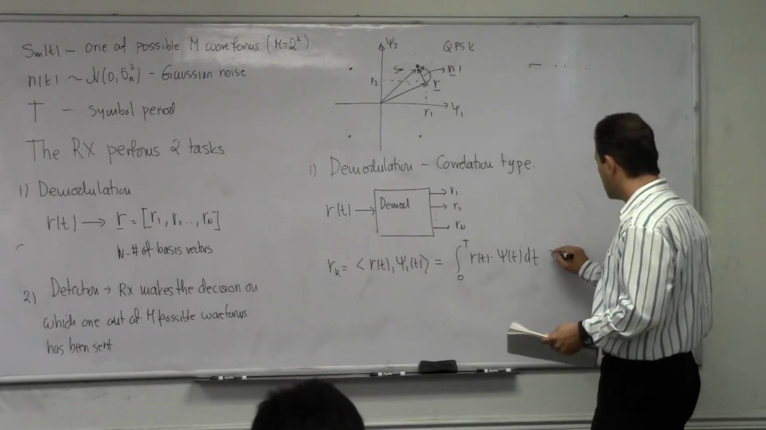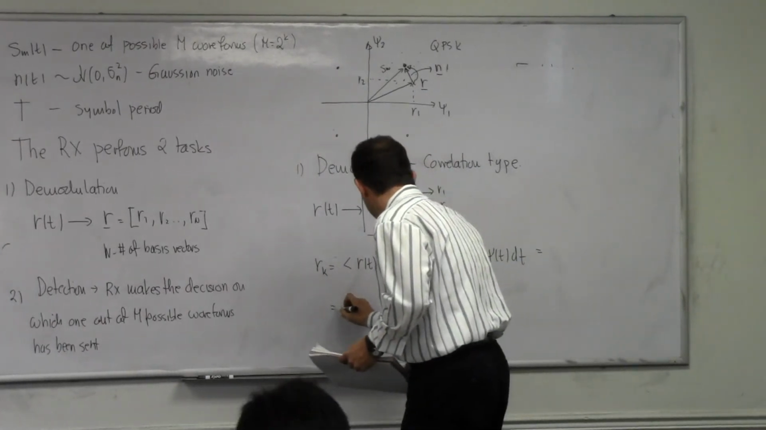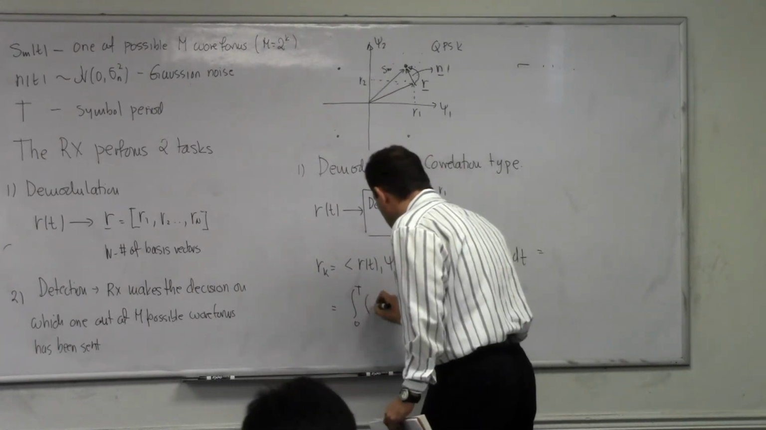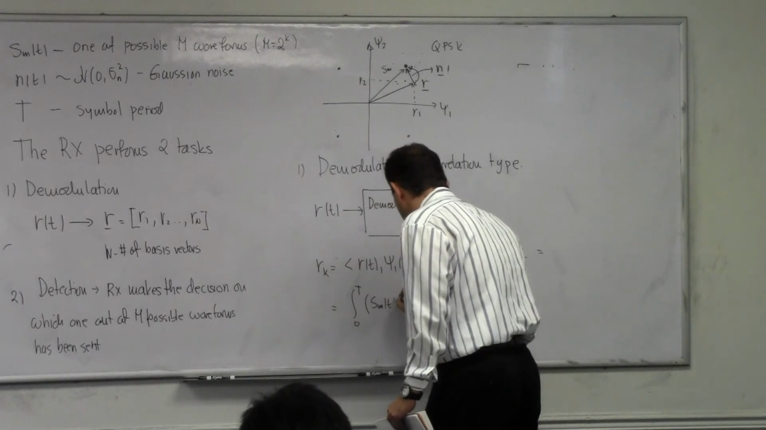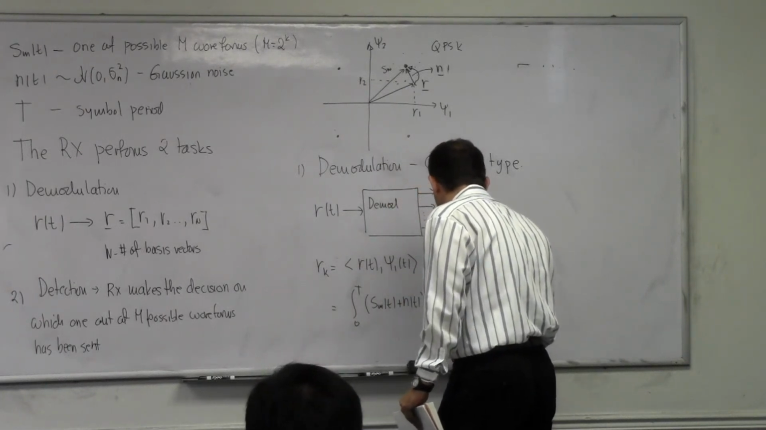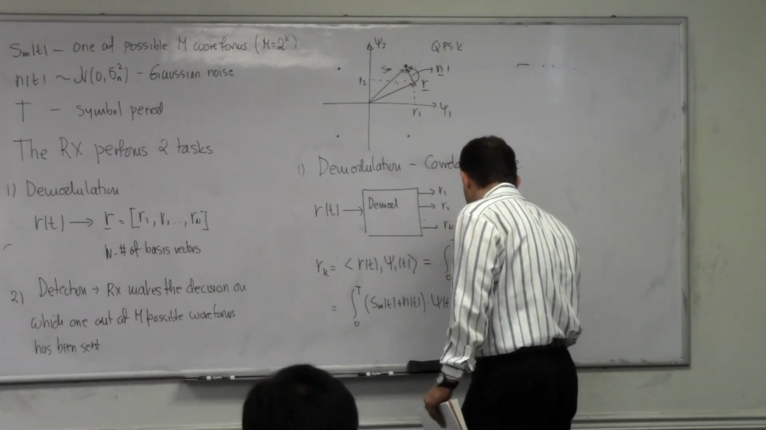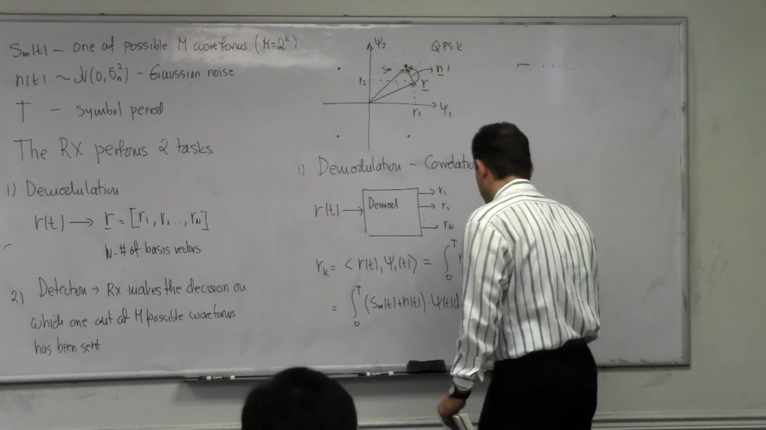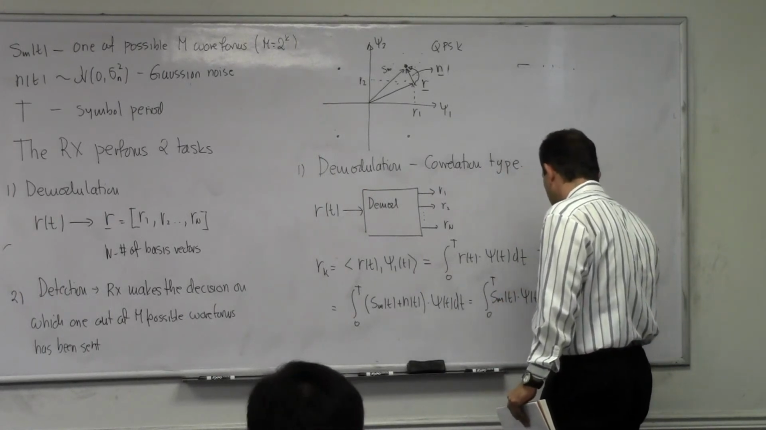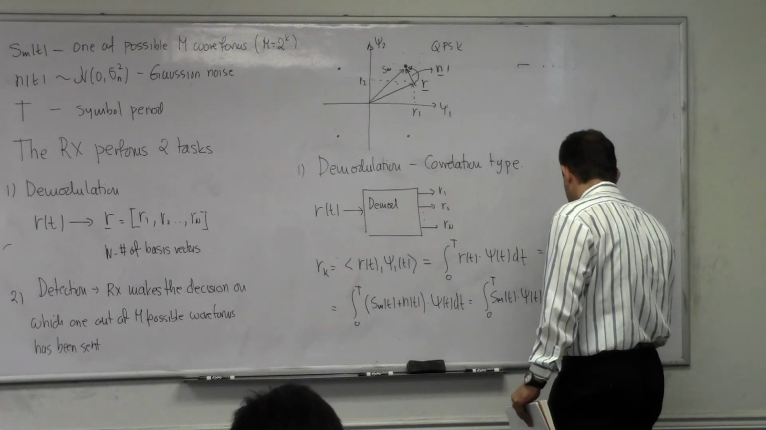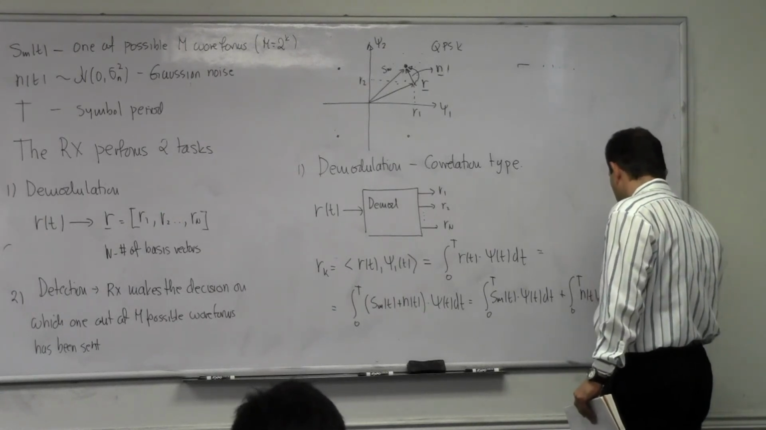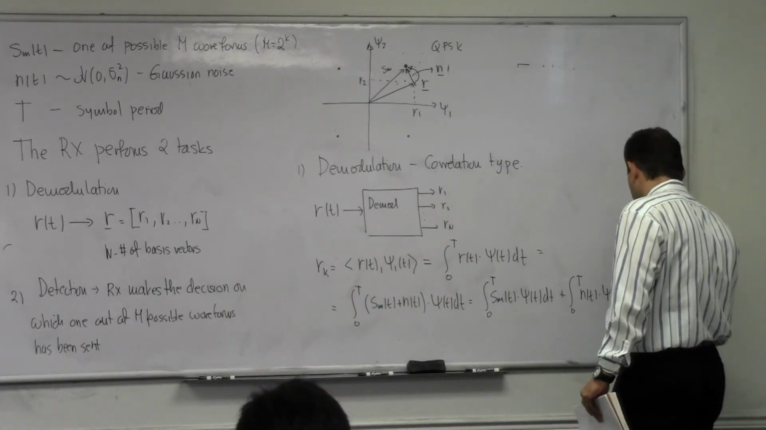But now you can see that I can write this as an integral from 0 to T, where this R of t is your Sm of t plus n of t, times psi of t dt. This is an integral from 0 to T, Sm of t times psi of t dt, plus an integral from 0 to T, n of t times psi of t dt.